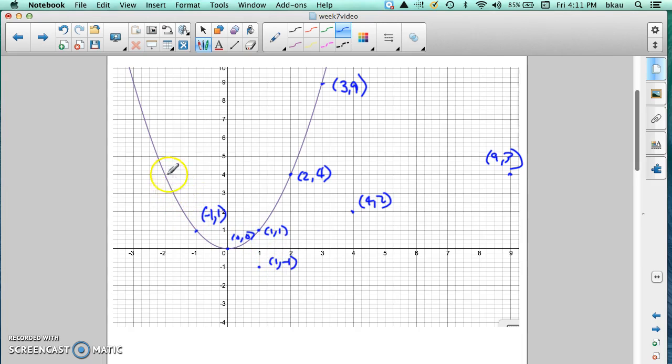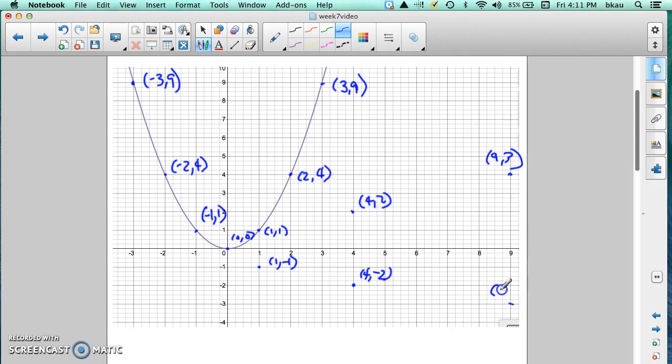Its next value is negative 2, 4. There are other values in between, but that's the next whole number value. So negative 2, 4 swaps to 4, negative 2, which is right here. And our final integer value on this graph is negative 3, 9, which swaps to 9, negative 3.